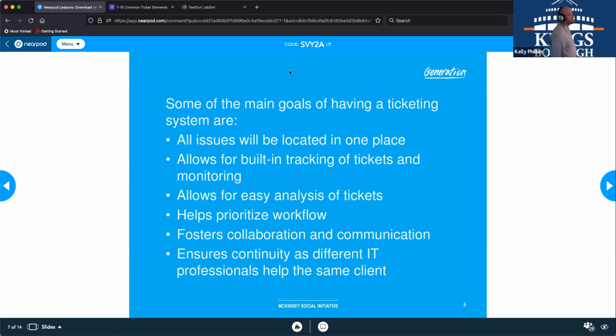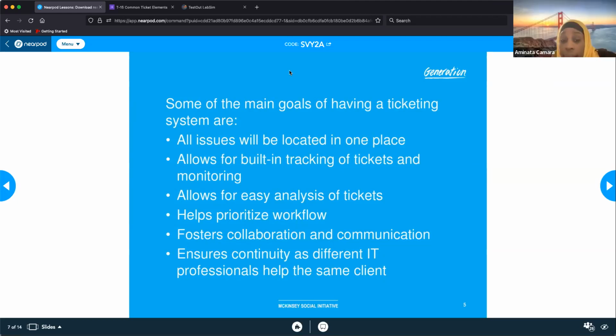Excellent. So, continuing on, it allows for easy analysis of tickets. As you get certain symptoms, you can do a quick, easy search for these types of symptoms and see if they've come up before. One of the key skills that an IT professional needs to have is to be an expert Googler. You may not have thought this, but that is the most true thing on the planet.